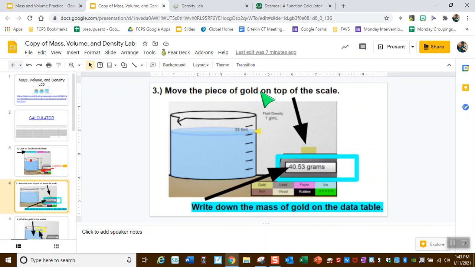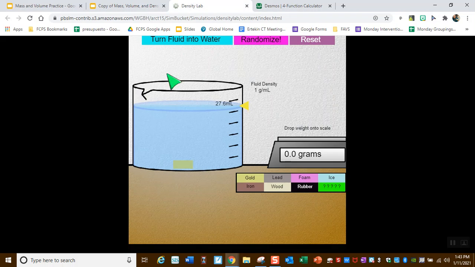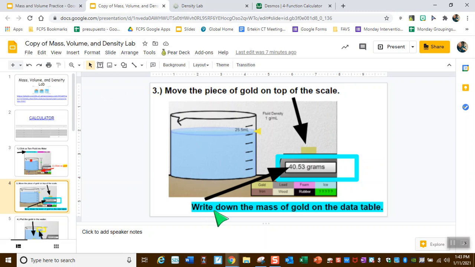Move the piece of gold on top of the scale. So we're going to move the gold over here. Click on the gold and move it on top of the scale. It tells you the mass. This is the mass. Write down the mass of the gold on the data table. It's going to be in the blue column.